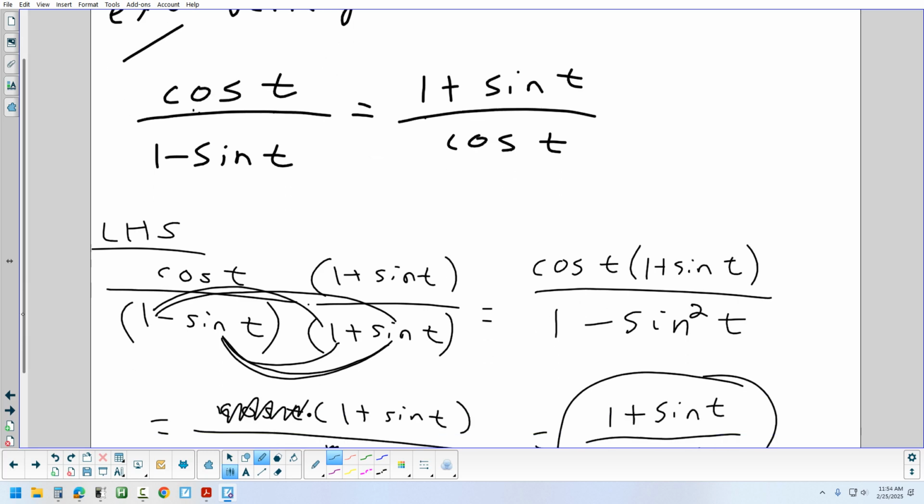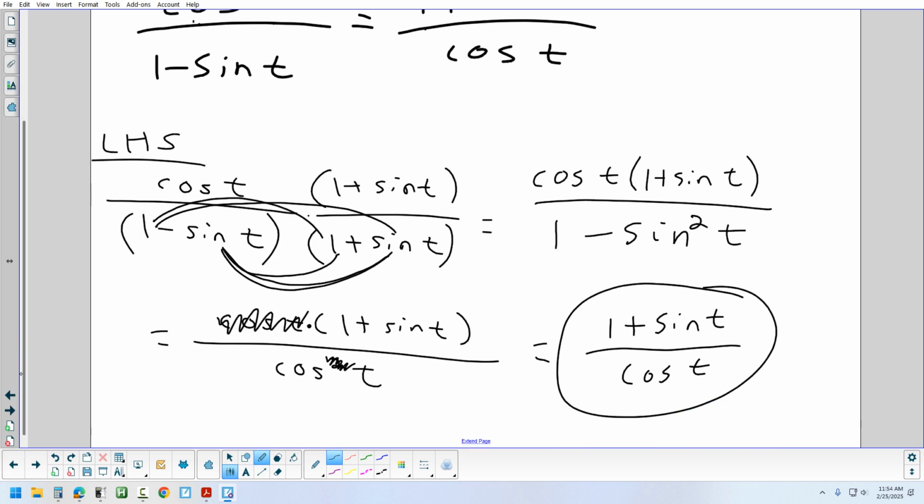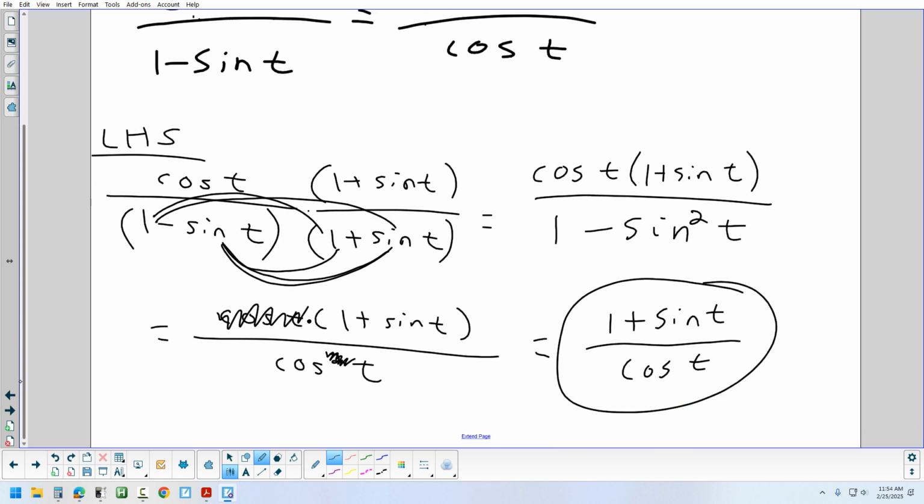So again, does it simplify a lot? No. But this little trick of multiplying by the conjugate comes in handy when we have to simplify identities. Okay. Question on that one?